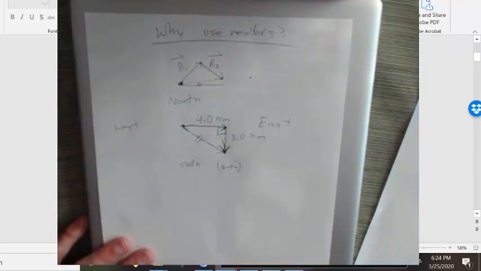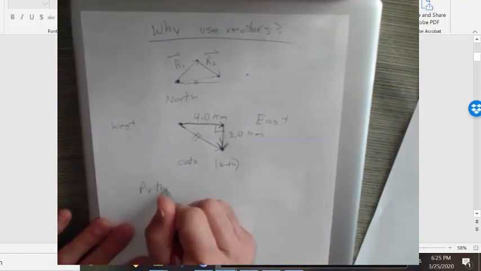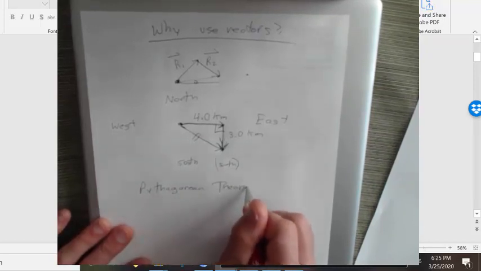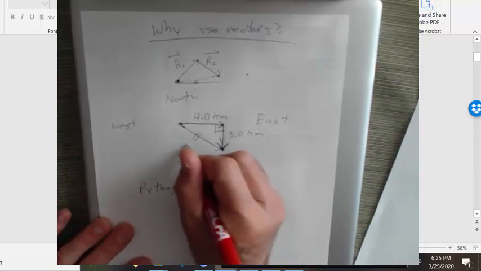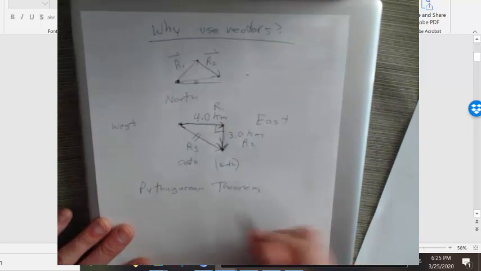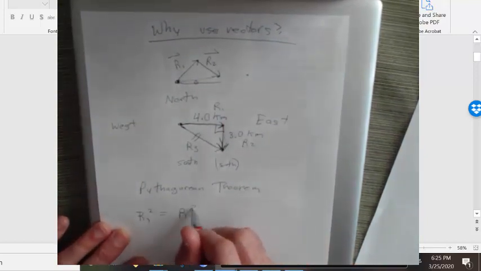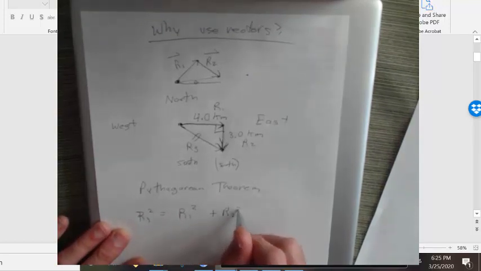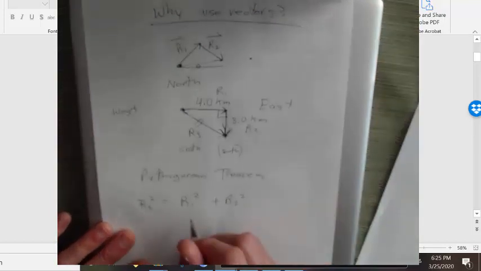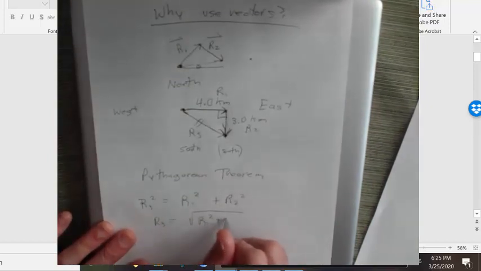And this is where we're going to use one of the equations that's incredibly useful in vectors, and that's the Pythagorean theorem. And you've seen it before, I'm sure. May have been a while. But it's telling me that I'll call this one R3, I'll call this one R1, and I'll call this one R2. It's telling me that R3 squared is equal to R1 squared plus R2 squared. All right, so that tells me that R3 is going to be equal to the square root of R1 squared plus R2 squared.